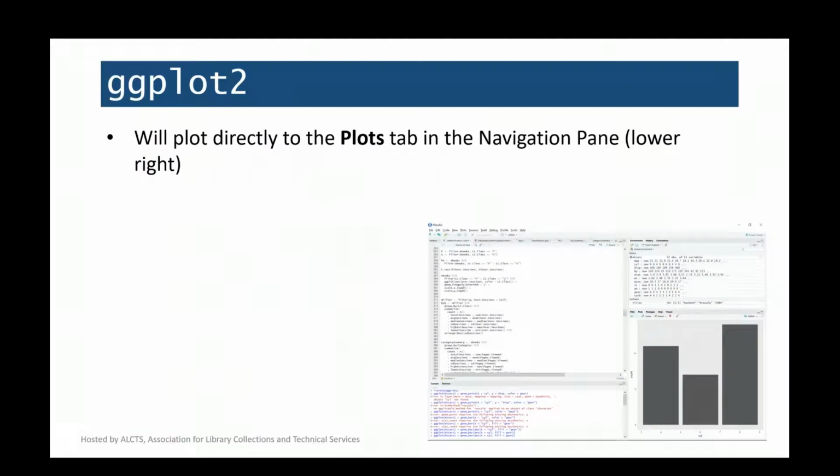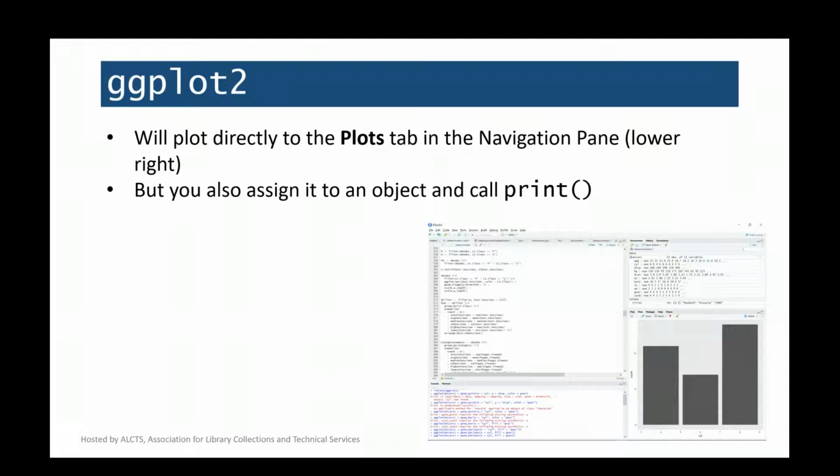When you create a plot with ggplot2, it plots directly into the plots tab, which is in the navigation pane in the lower right. You can also assign the plot to an object. So you can say my graph gets, and then put in a ggplot expression. And then if you want to look at that plot, you can call print on it, and it will print again down there in the navigation pane. But we're just, at this point, working with objects. So if you want to save it as something external, like a file on your hard drive, you do that using ggsave. And we'll talk about this at the very end.